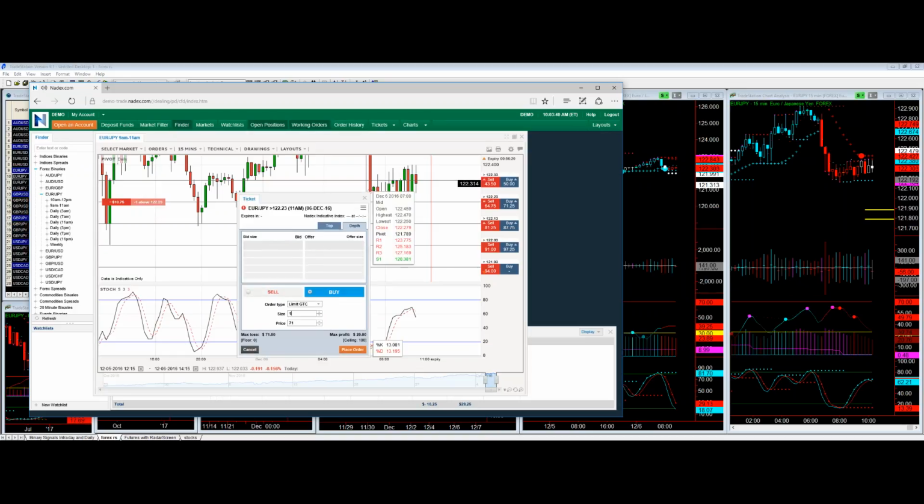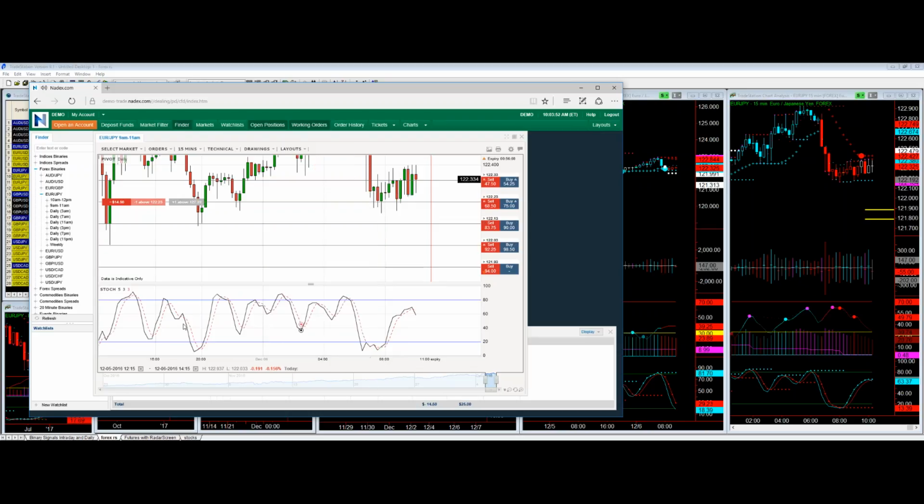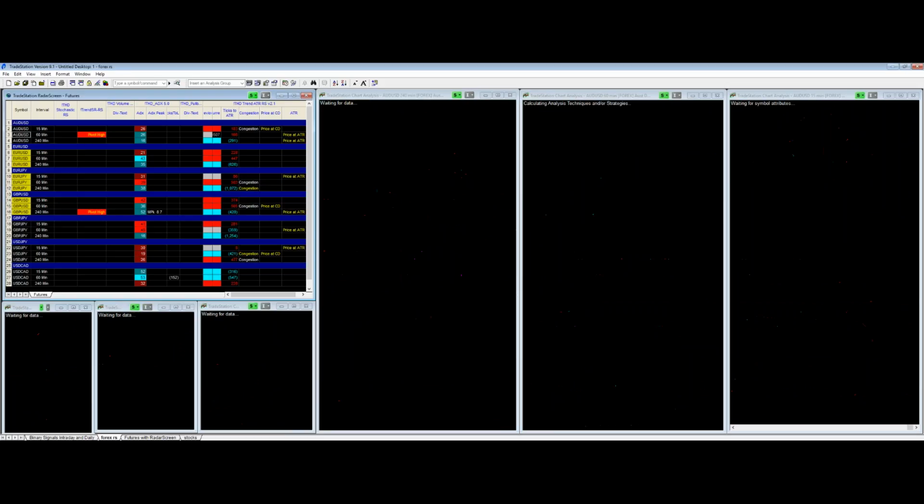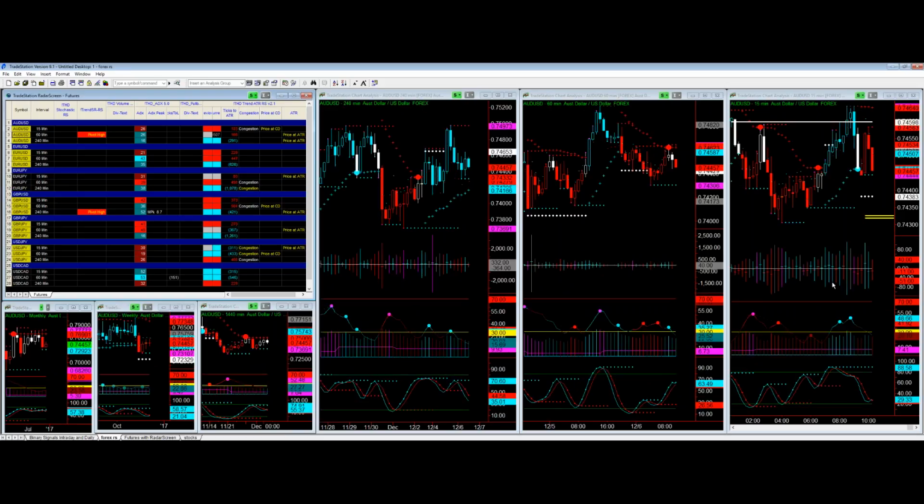And again, I just always go in and immediately set a profit target. In this case, I'm going to set it to 15, in case I get distracted by something else I'm looking at. This one is a slow mover. I don't like to trade it during the U.S. session.